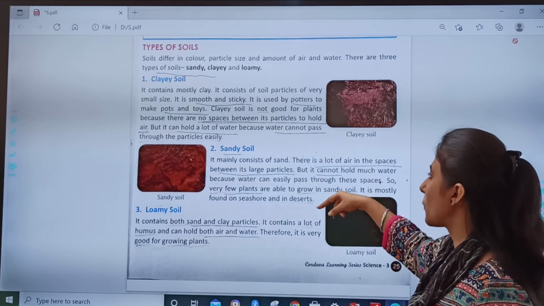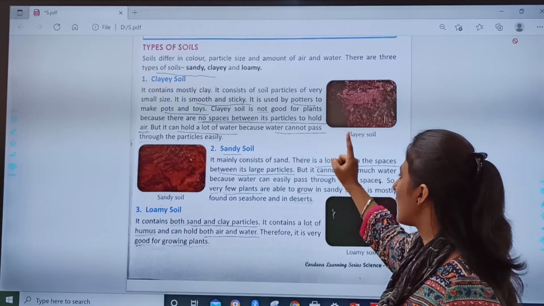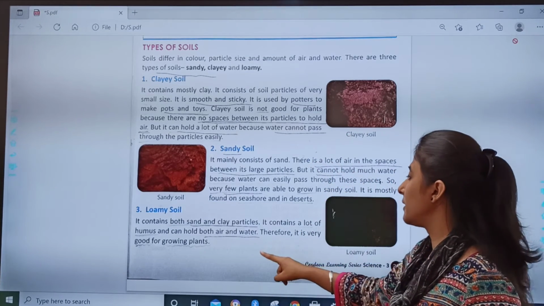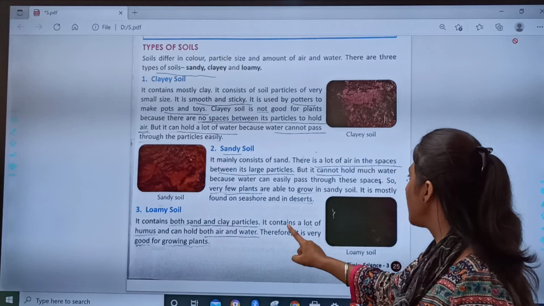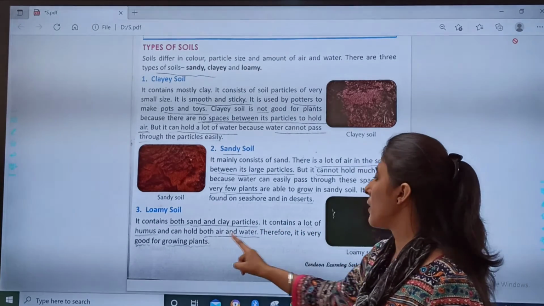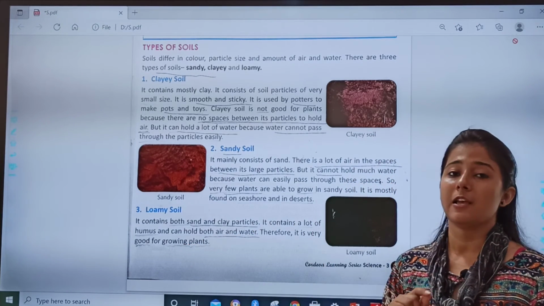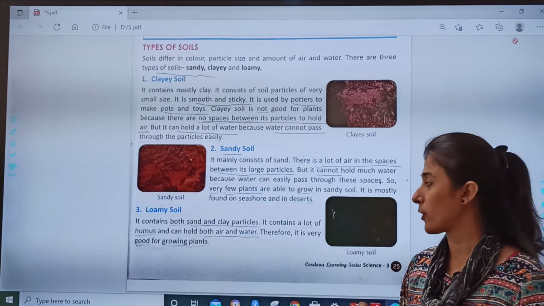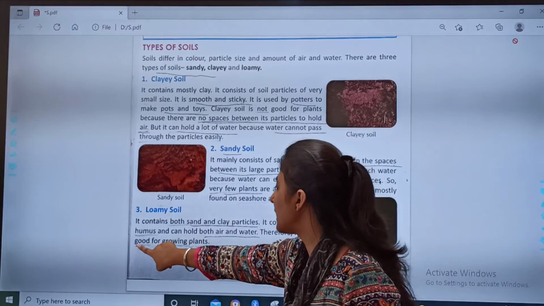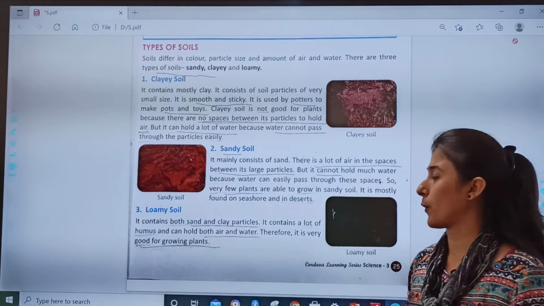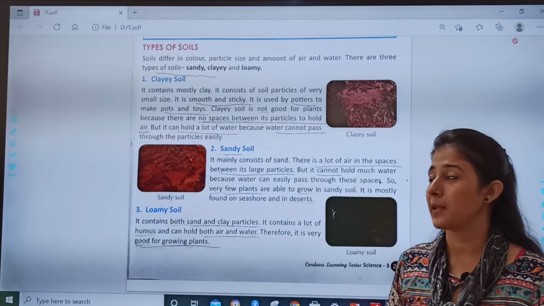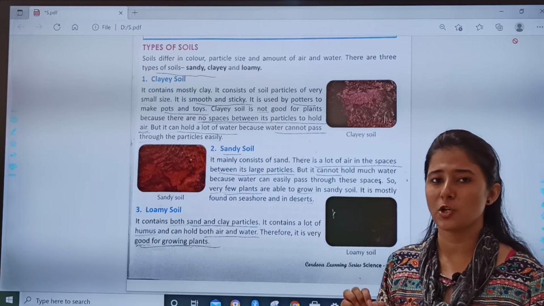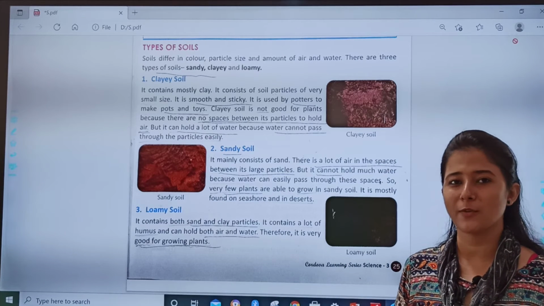Again, it contains both air and water. In this, it was opposite. इसमें air नहीं था और इसमें water. But here it contains both air and water. Therefore, it is very good for growing plants. If you are asked the question which soil is best for growing plants, then you will write loamy soil is good for growing plants. Very short and simple. Now to revise this in short, I will show you a short video.